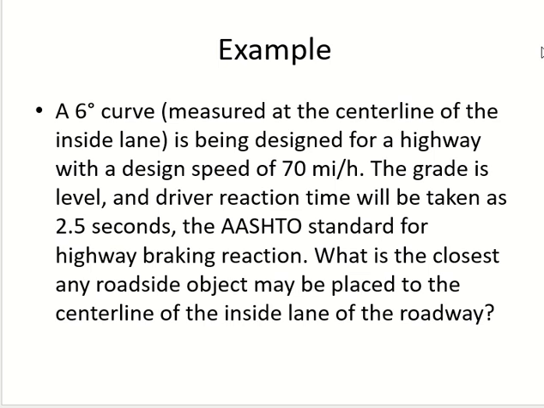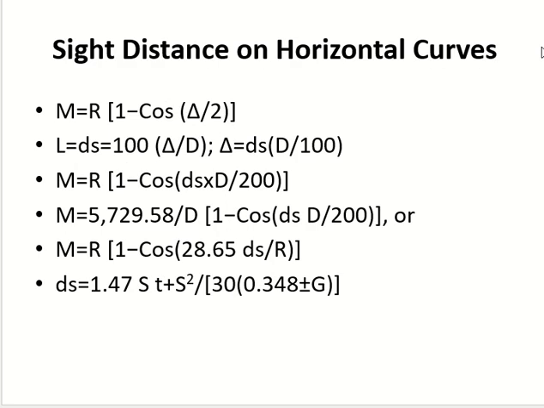The curve will have a speed of 70 miles per hour. There is no gradient. Driver reaction time is the normal 2.5 seconds, and we will use the AASHTO recommended braking deceleration. What is the closest any roadside object can be placed to the center line of this lane? So they are asking for m. To calculate m, first of all, I need to calculate the side distance. This is the equation for side distance. S is 70 miles per hour, t is 2.5 seconds, and this factor is already according to the recommended braking deceleration. So how much is ds?